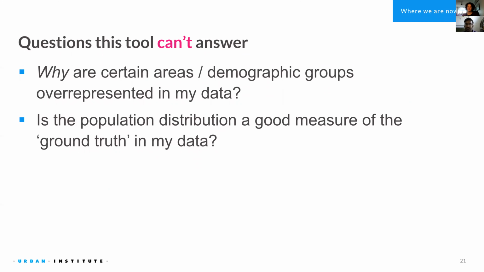But the second question this tool can't answer is whether or not the population distribution is a good measure of the ground truth in our data. For example, if I was a city official and I wanted to think about the most equitable way to distribute public Wi-Fi hotspots, I might not want to distribute it according to where the population is distributed. I might want to distribute it according to where folks who have the least broadband access are. And those are really the neighborhoods I should target for lots and lots of public Wi-Fi hotspots. So depending on the goal of your analysis, and exactly what kind of questions you're asking, the population distribution may not actually be a good measure of the ground truth in your data.